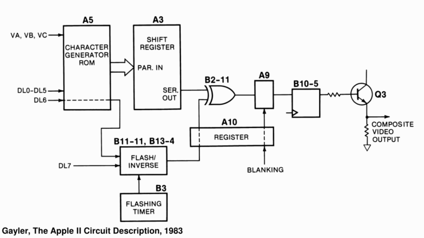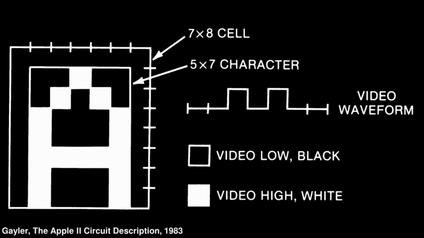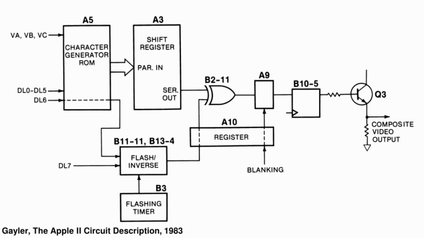These addresses are fed into character generator ROM A5, which generates 5 pixel brightness values for the row of the character. These 5 pixels are fed into shift register A3, which spits them out in order through the serial out signal. If you looked here, you would see the waveform for the character. This waveform is fed into exclusive OR gate B2, which may invert all the pixels to give inverse or flashing characters. Then into multiplexer A9, which selects among text, low-res, and high-res graphics, and then is eventually fed out through transistor Q3 to the television set.